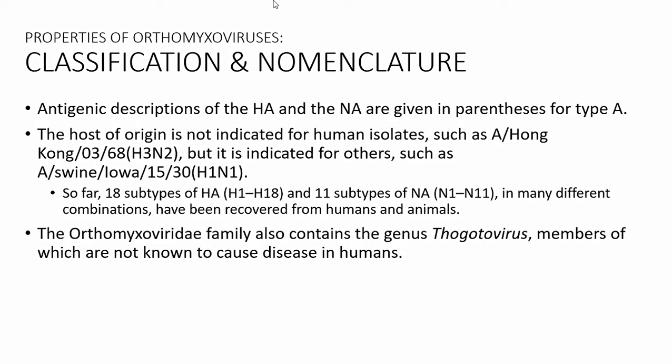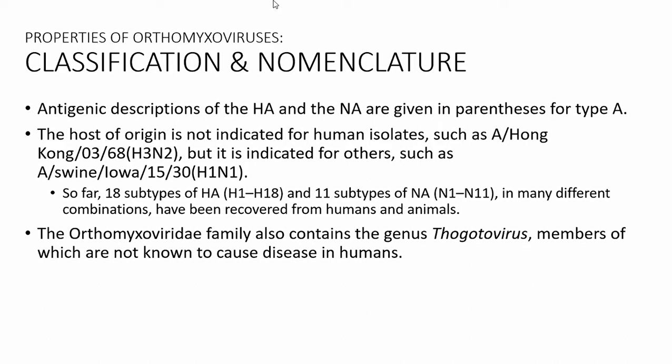So where am I? Antigenic descriptions of the HA and NA are given in the parentheses for type A. So the H1N1, sorry, that's the parenthesis part na. Dito describe na ang hemagglutinin and neuraminidase.